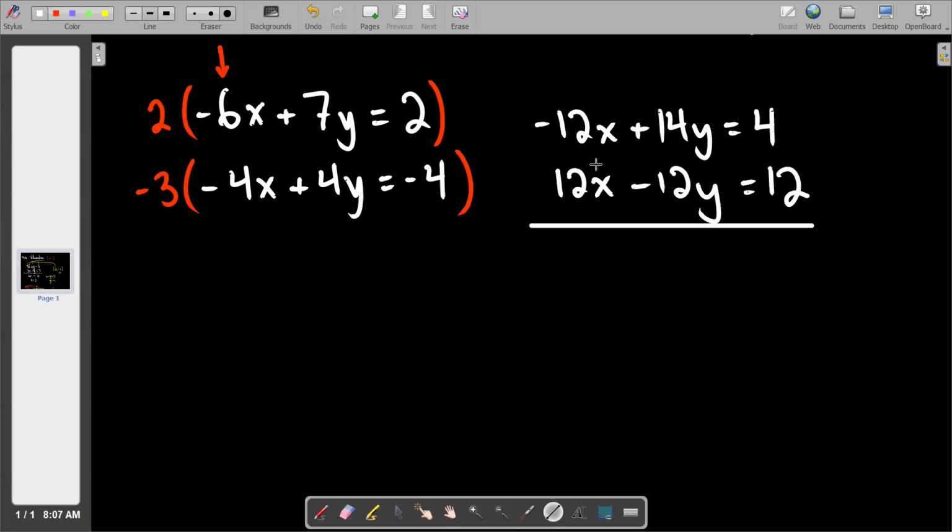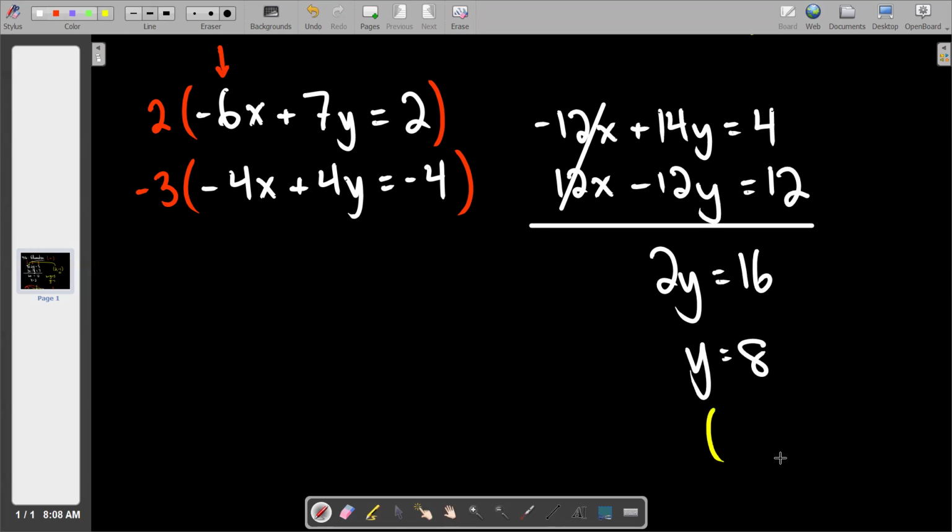When we add downwards, the X's will eliminate. And how many Y's? We get 2 of those Y's. Oops, my bad. I forgot to switch tools here. 2Y equals 16. Divide by 2. Y is 8, and again, like I always do, I'm going to construct my final answer and put the 8 in the correct spot. And again, most people, normal people, are not going to choose these for their substitution.